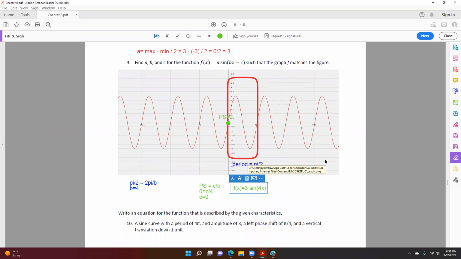If a question provides you the graph and they want you to give the function of the sine, it's a little bit tricky, and that's why you need to figure out where is the box that we're talking about.